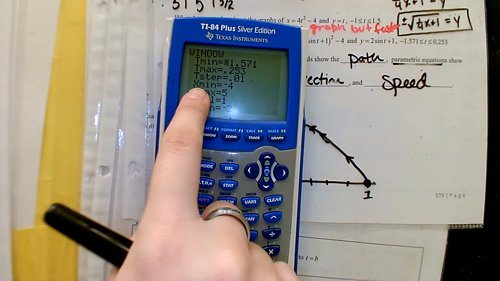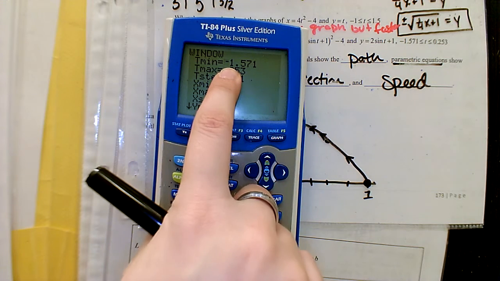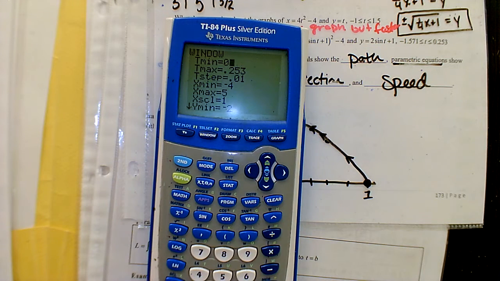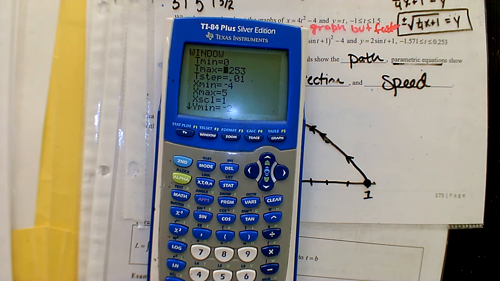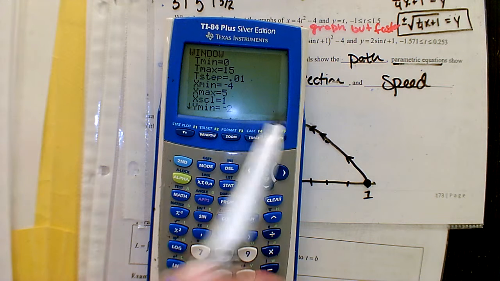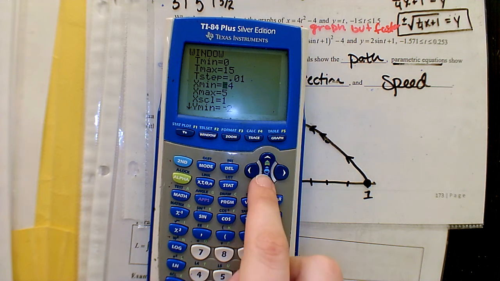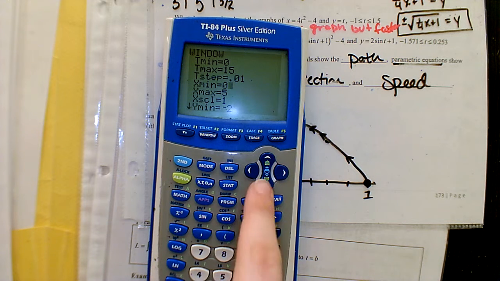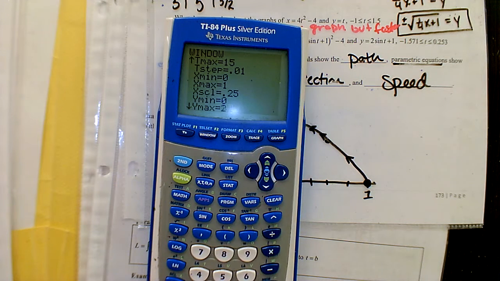Let's go ahead and hit window. Now we will have to change the x's and y's here. So we chose the lowest t-min to be 0. And our highest one I think we did was 15. And you want to count by 0.01s? Right. X min was 0, X max was 1, counting by quarters. And then Y min was 0, Y max was 1, counting by quarters.